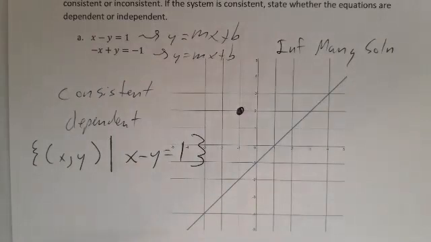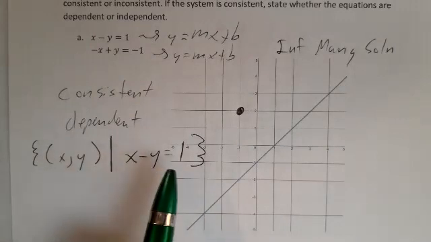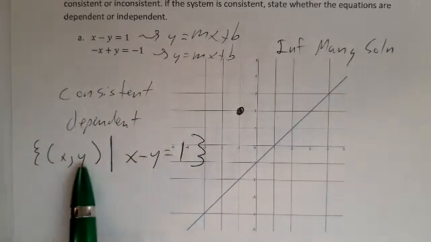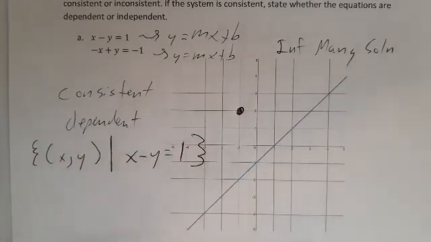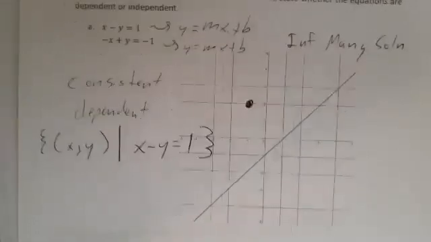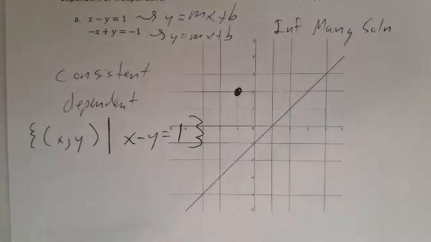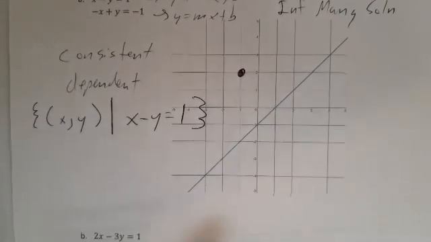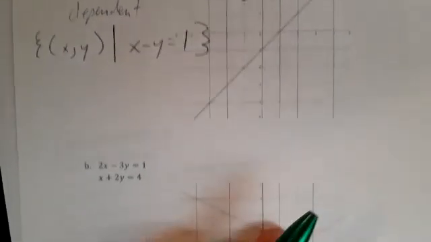So I'm hoping you get this notation here down. This gives me the form and this gives me the rule. The form is an ordered pair. The rule is that it's on the line. Okay. Questions? Okay.